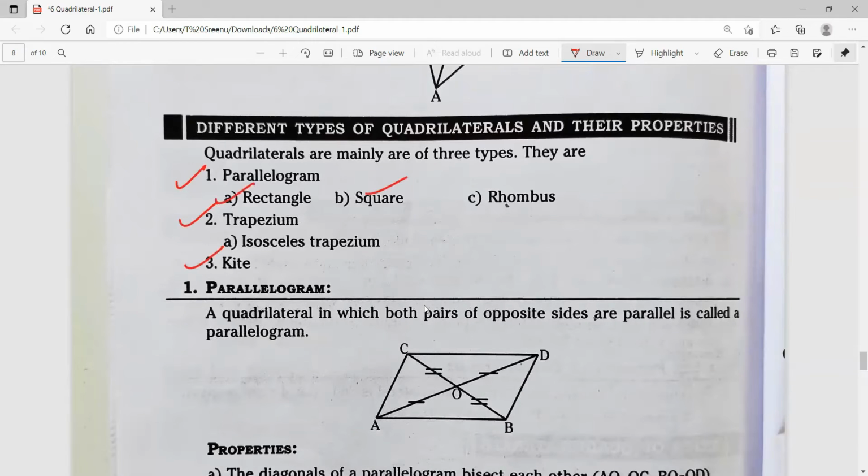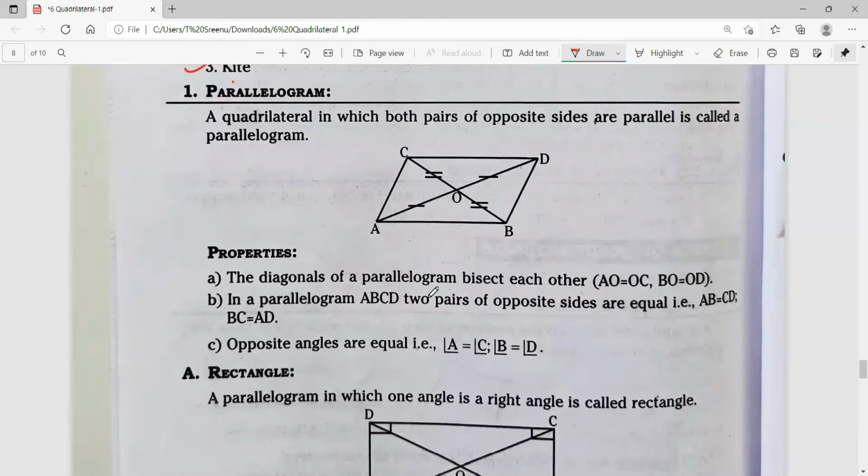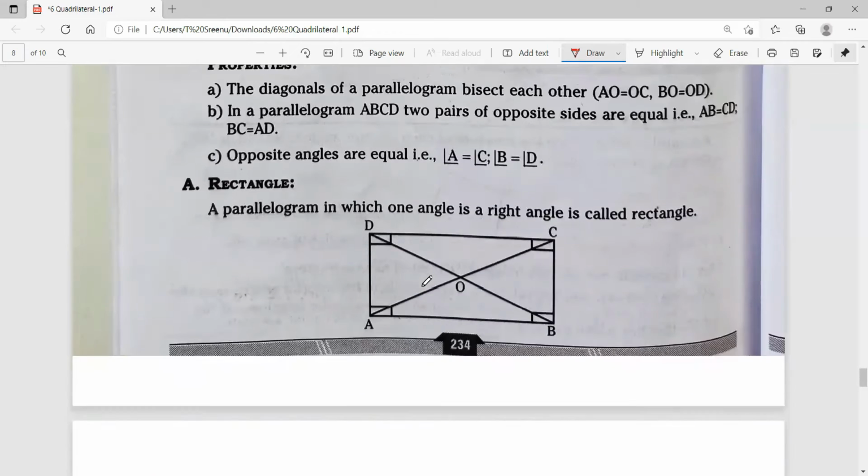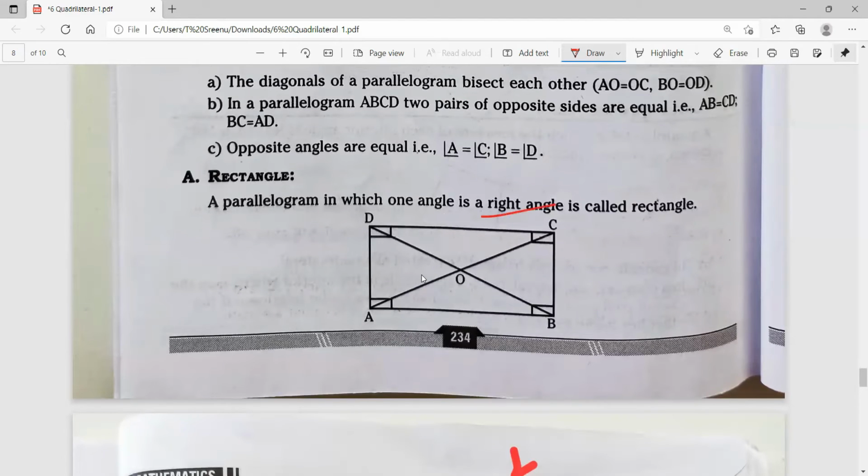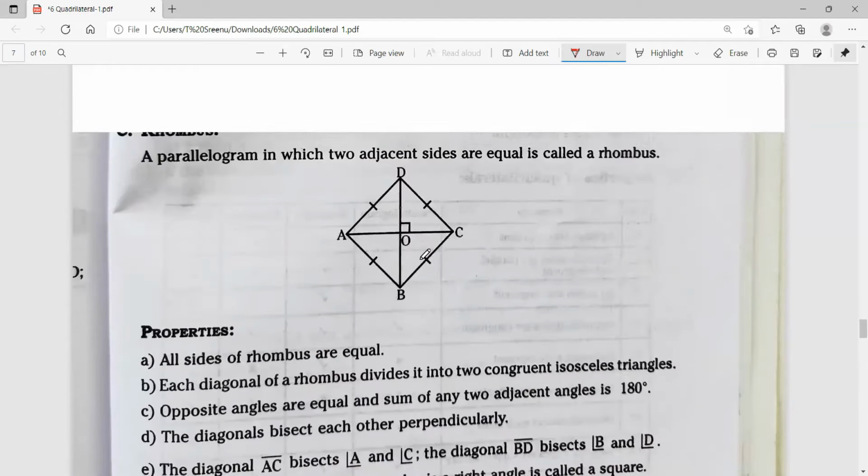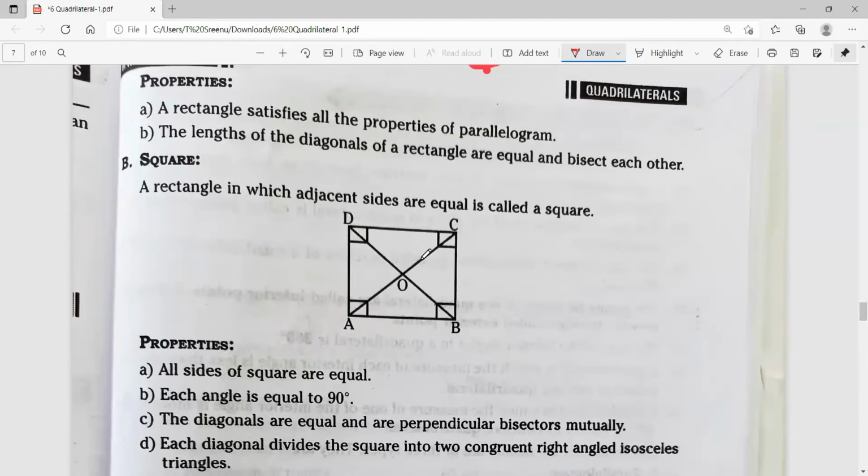Quadrilaterals are classified into 3 types mainly. We have discussed rectangle, square, and rhombus. We didn't discuss trapezium and kite. Parallelogram, trapezium, and kite. What is a parallelogram? A quadrilateral in which both pairs of opposite sides are parallel. So this and this are parallel, and this is parallel. A rectangle is a parallelogram in which one angle is 90 degrees. So a rectangle is also a parallelogram, but with one angle 90 degrees. The next parallelogram is the square: a rectangle in which all the sides are equal. So a rectangle becomes a square when all the sides are equal.